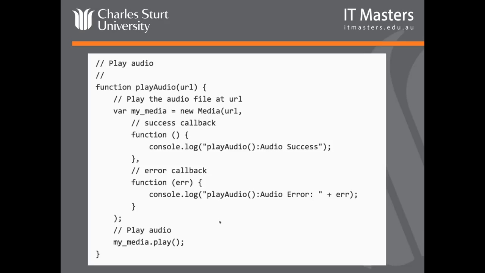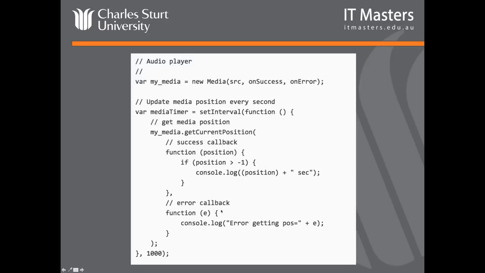So here's an example here. Playing audio is pretty simple. We set up something called a new Media type here. This one's actually going to play back from a URL, so this is playing back off the internet. And then we call a callback, and then we just play it. So it's quite simple. There's not too much to it at all.